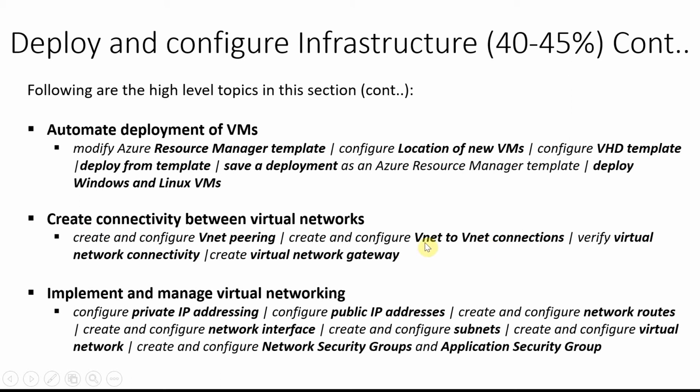When we say network, you can imagine this as a network boundary where virtual machine 1 is deployed, and another network where virtual machine 2 is deployed, and you want to ensure that these two virtual machines can talk to each other. Then you might have to create a peering connection between these two networks, and also VNet connections you need to create. Then virtual network connectivity, then virtual network gateway. These are the things that you need to know in this section.